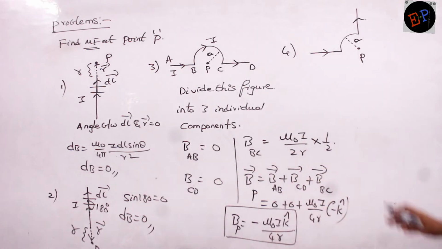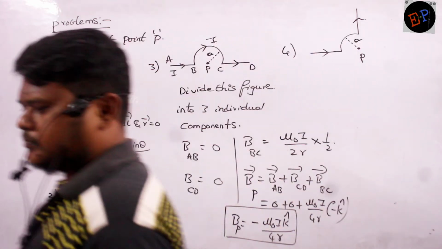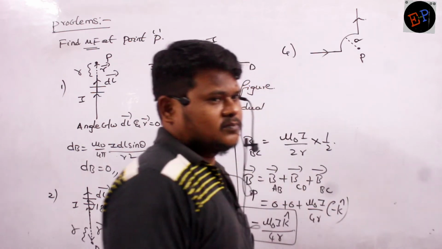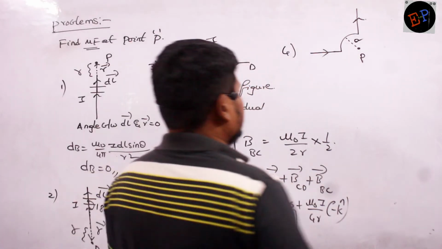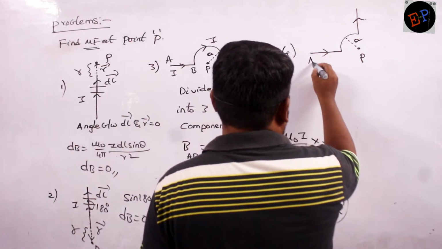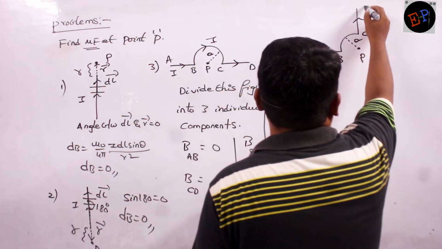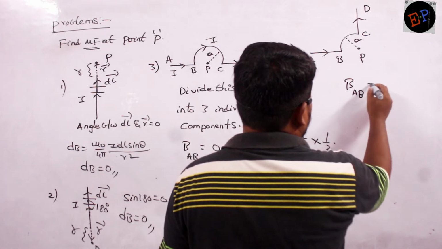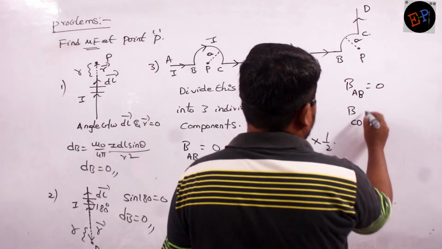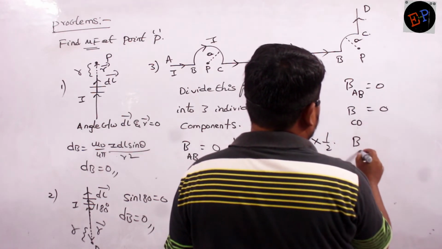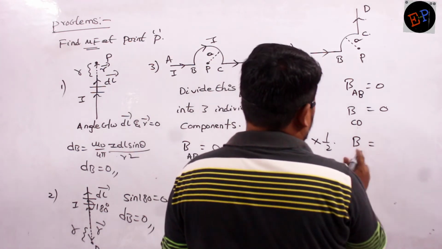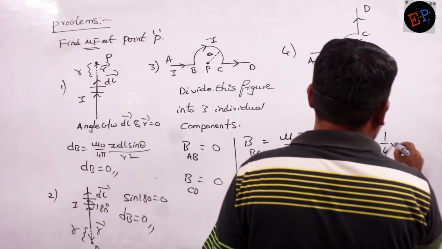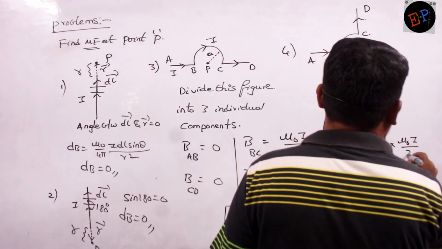Now can you say the fourth one? Again you divide this one into three parts, A, B, C, D. So magnetic field because of AB, 0. Magnetic field because of CD, 0. Magnetic field because of BC: this is only 1/4 of coil, so I will write 1/4 of mu naught I by 2A.